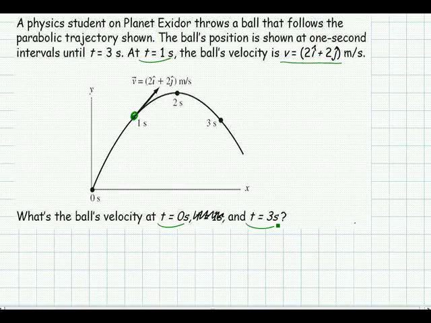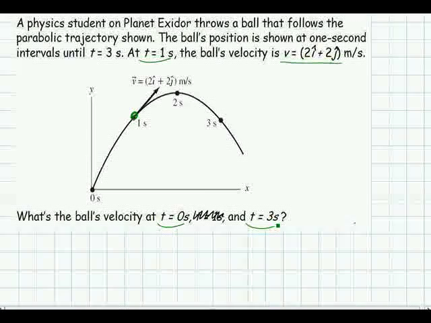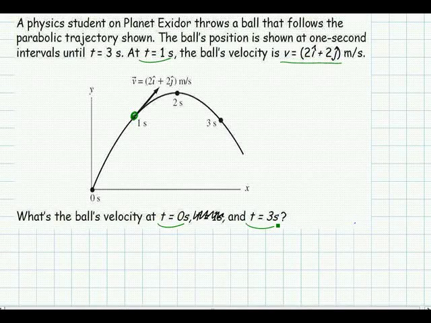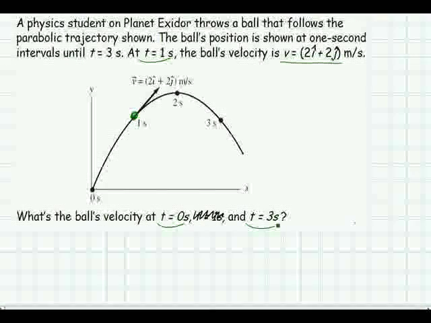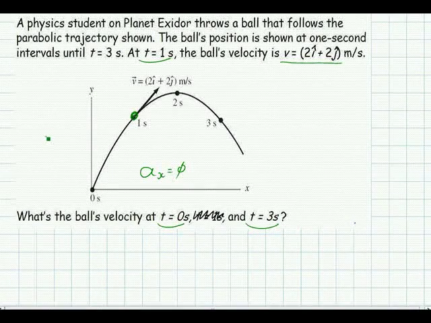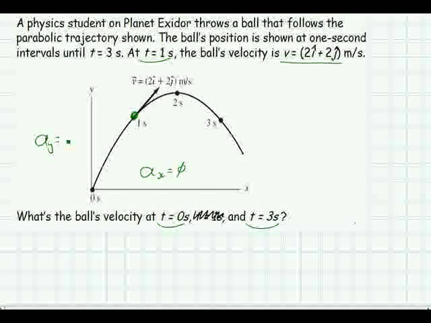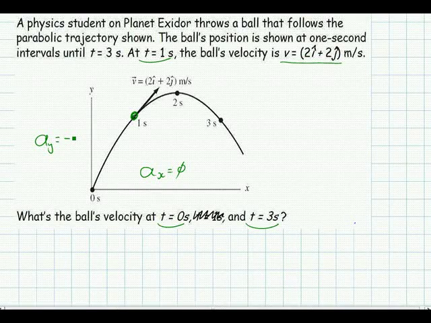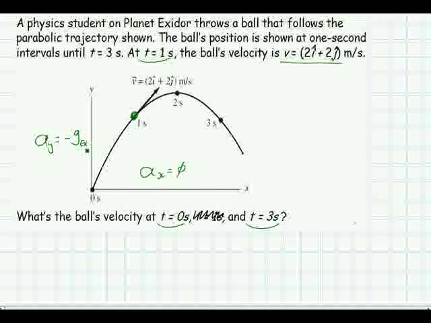How do we go about solving problems like this? Well, it's a projectile motion, so we know that acceleration along the x-axis must be 0, and acceleration along the y-axis is minus, in this case, the gravitational acceleration on planet Exidor, so I can call it g_x, for example, minus g_x.